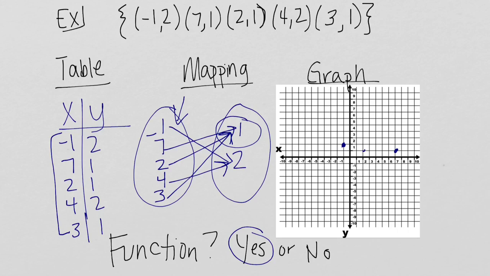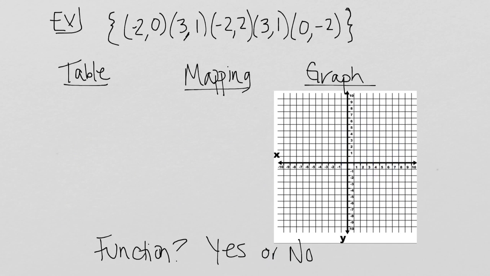And 2, 1. 4, 2. And 3, 1. And notice if I run a vertical line through any of these points, it's only going to hit 1 point. We're only going to hit 1 point ever on this graph. So this does pass the vertical line test, so we have a function here.